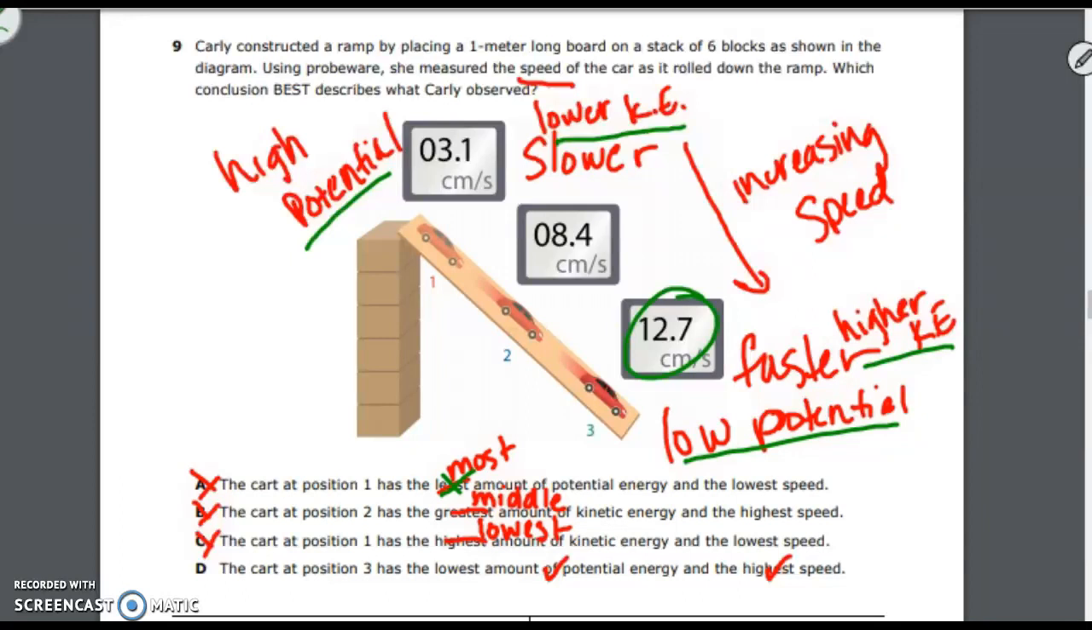The car at position 2 says the greatest, but that's right in the middle, so nope, that's not the right answer. The car at position 1 has the highest, nope, it has the lowest kinetic energy, it is going the slowest. So D, the car at position 3 has the lowest amount of potential, yes, it's closest to the ground, and the highest speed, yes, we can clearly see that, so D is the correct answer.